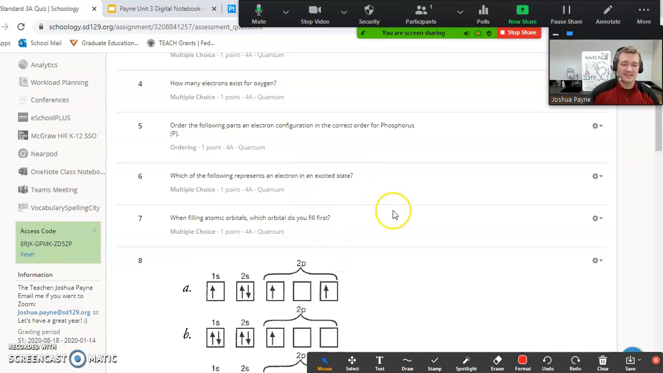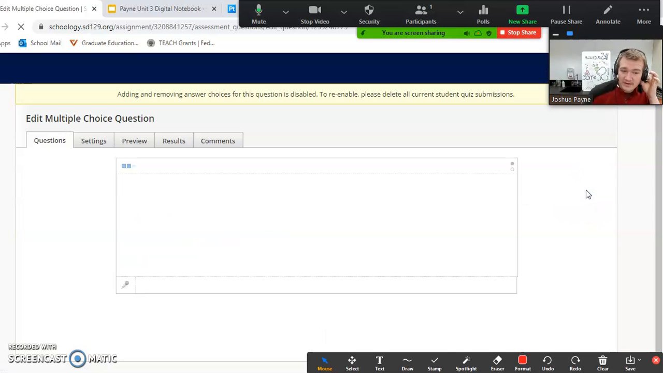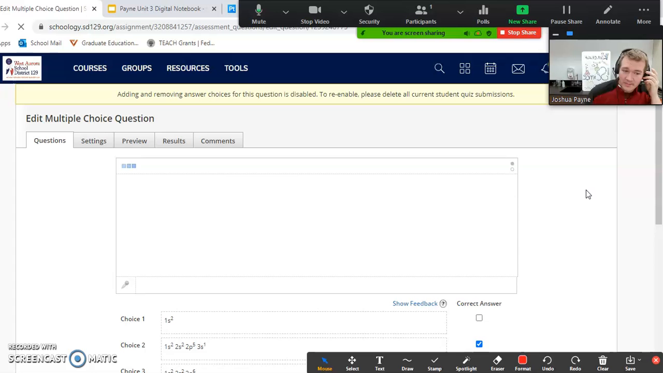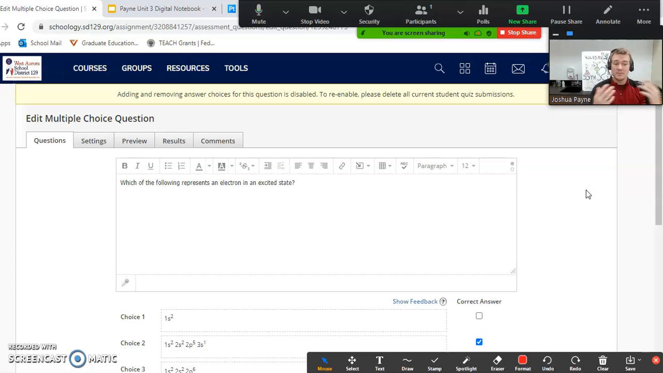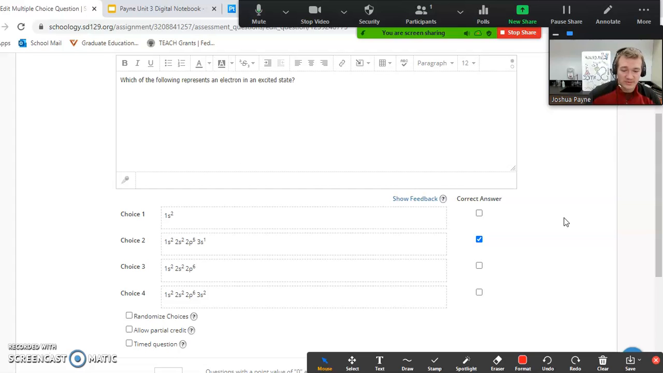Which of the following represents an electron in the excited state? All right, let's go check it out. So remember, our excited state just means something where an electron gets bumped up in energy level where it's not really supposed to be. So we have to look for one that has an electron out. This looks normal: 1s2, 2s2, 2p6, 3s2, right? That looks fine. This one, 1s2, 2s2, 2p6, there's nothing different about that.